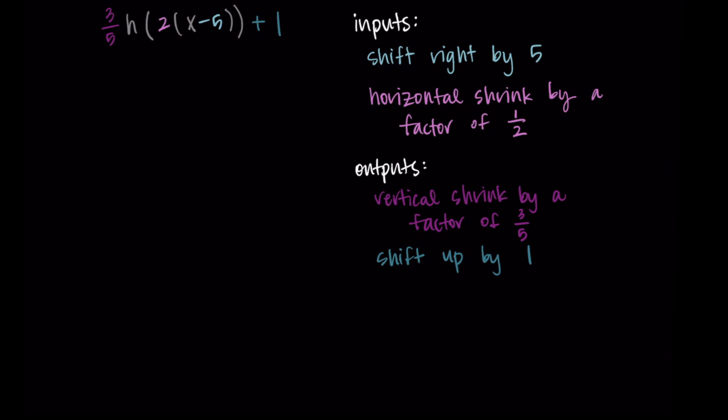And there we go. Those are our transformations. So even though there's a lot going on here, we always do them in the same order, starting on the inside and working our way out, which means we always do the inputs first and then the outputs.